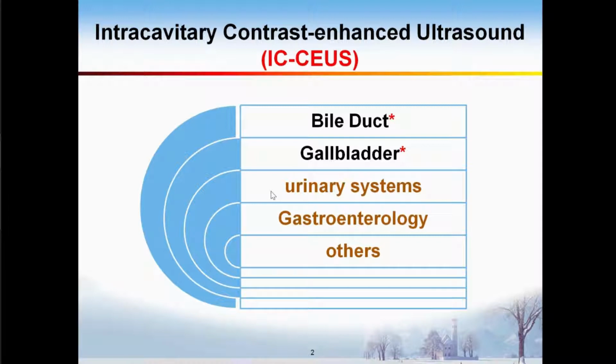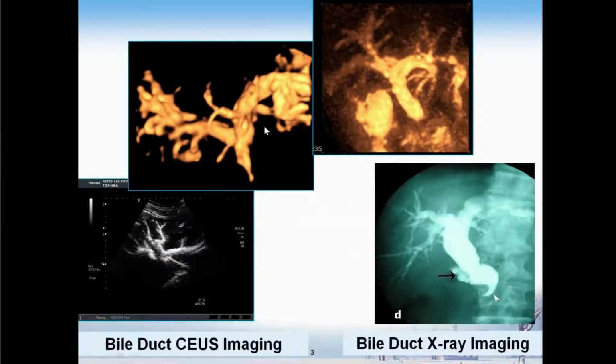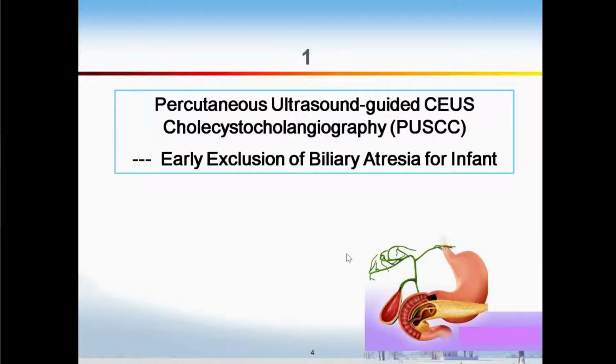As we know, contrast ultrasound in the bile duct can make a beautiful image, similar to the X-ray image of the bile duct system. I don't want to talk much about the bile duct. Today, I will start from the gallbladder. I'm focused on percutaneous ultrasound-guided contrast cystography, which I call PASC. It's used for earlier exclusion of biliary atresia in infants.